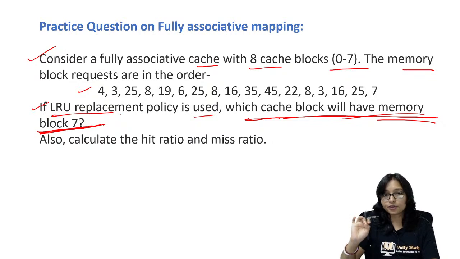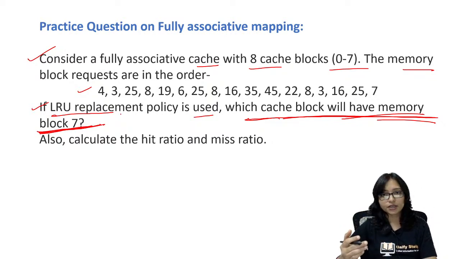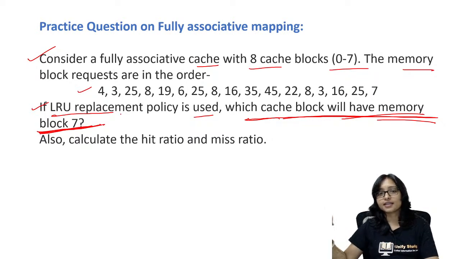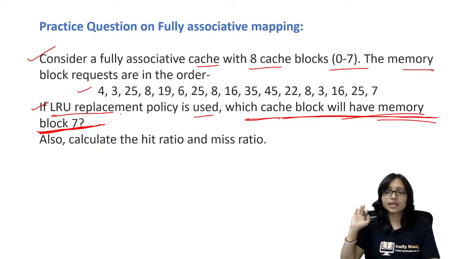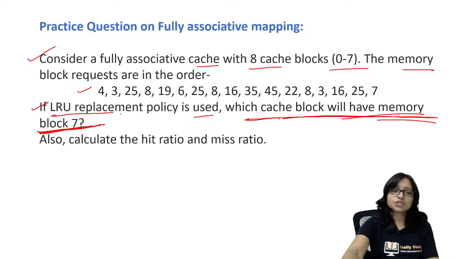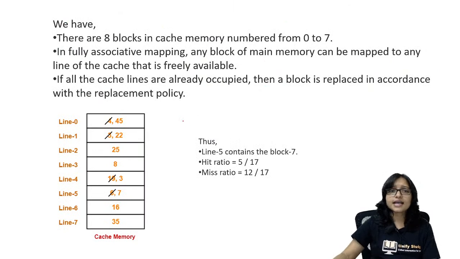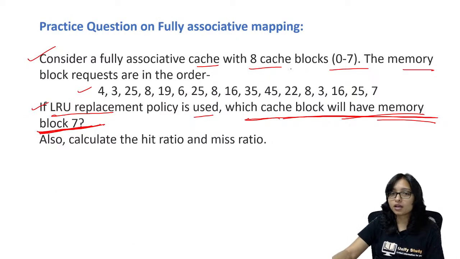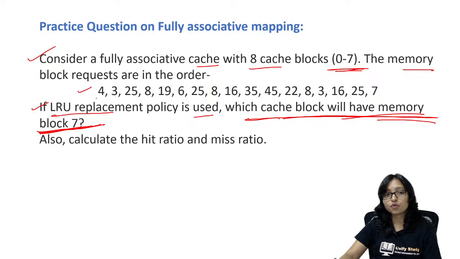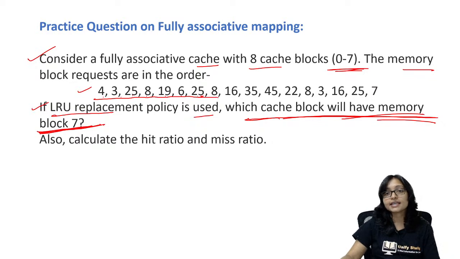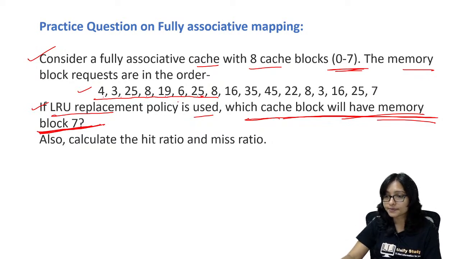Those who want to do it by yourself, you can pause the video and try by yourself. After that you can check whether you are correct or not. Okay, I am telling you what to do and how to do it. If you want to do it by yourself, pause the video. Just the same way we will do here. First of all, the requests: how many blocks are there? There are a total of 8 blocks. So 4, 3, 25, 8, 19, 6, 25, and then 1, 2, 3, 4, 5, 6, 7, 8. Till this there is no problem, right?